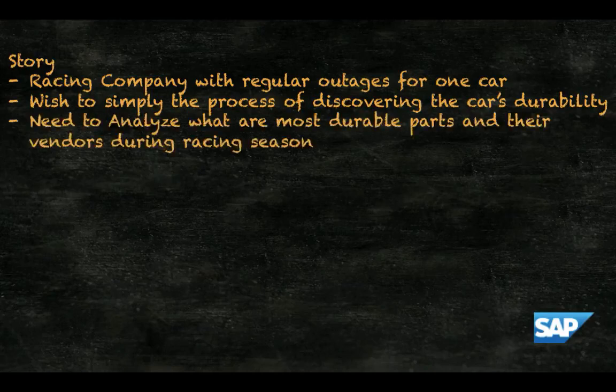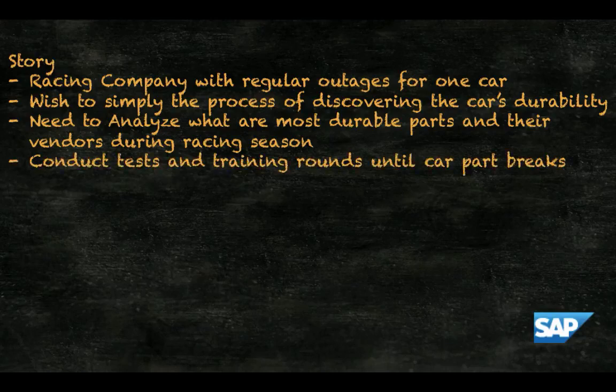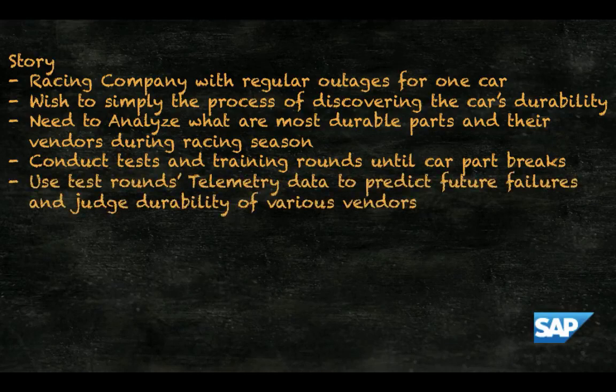Their problem is that they need to analyze the durability of car parts and identify their vendors during the racing season. They perform tests and training rounds until a car part breaks, and they would like to use the telemetry data of these test rounds to predict future failures and to get an overview of the durability of pieces from their different vendors. They want to know which vendors' parts are the most durable ones for racing.